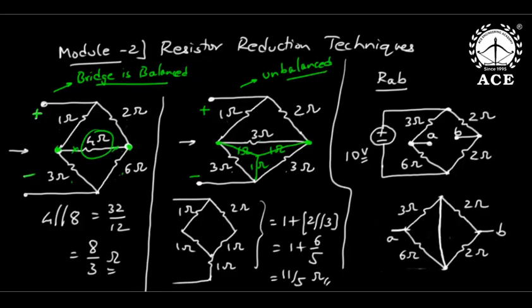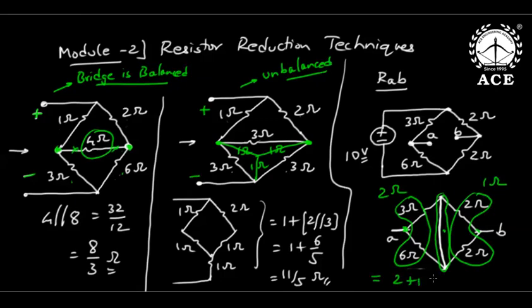Now clearly if you see, this is a single node. Yes or no? Now between this node and this node, these two are parallel. Again between this node and this node, these two are also parallel. So 3 and 6 parallel, 2 and 2 parallel. So the final answer is 2 plus 1, which is 3 ohms.